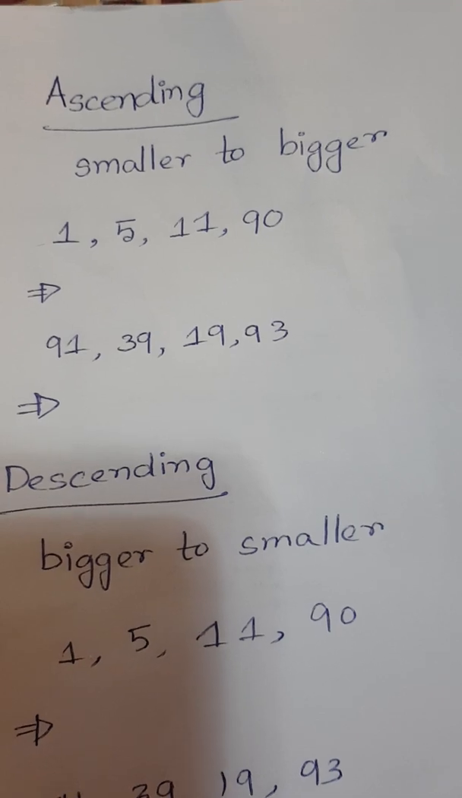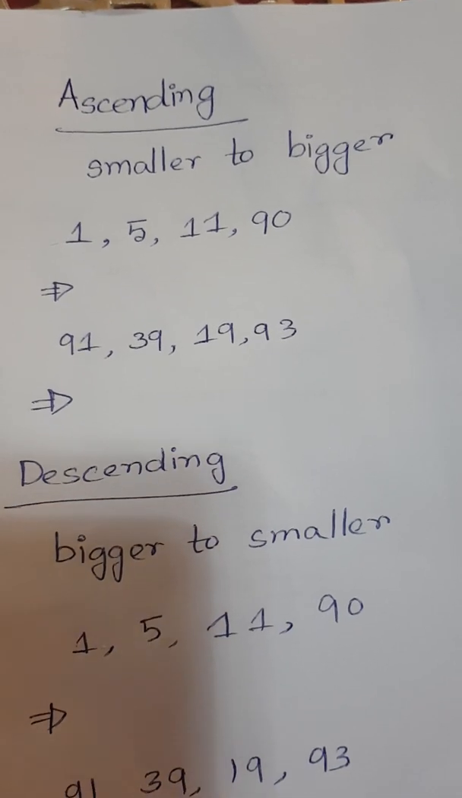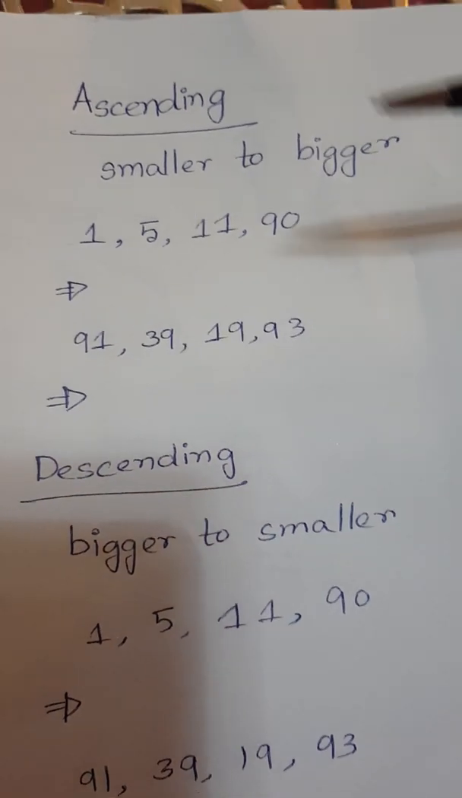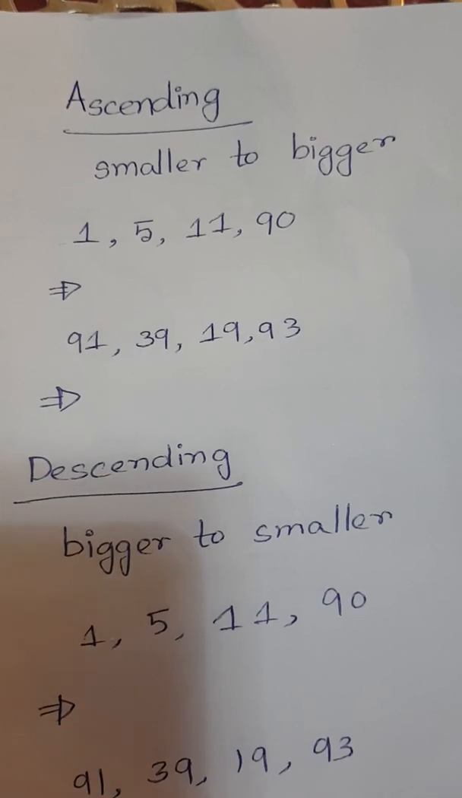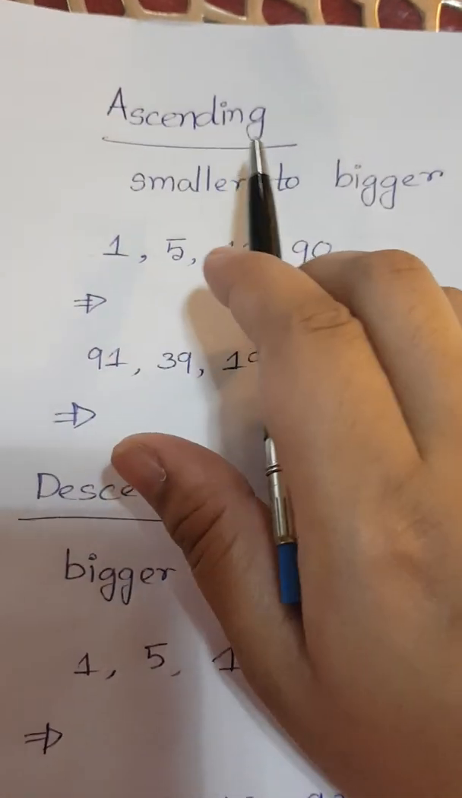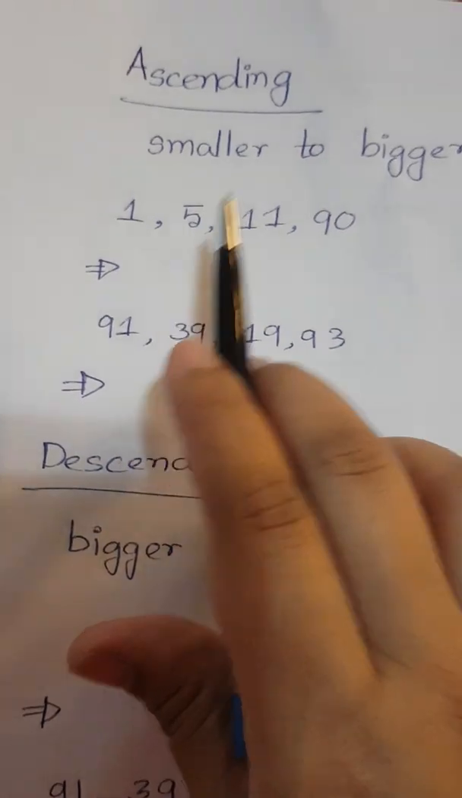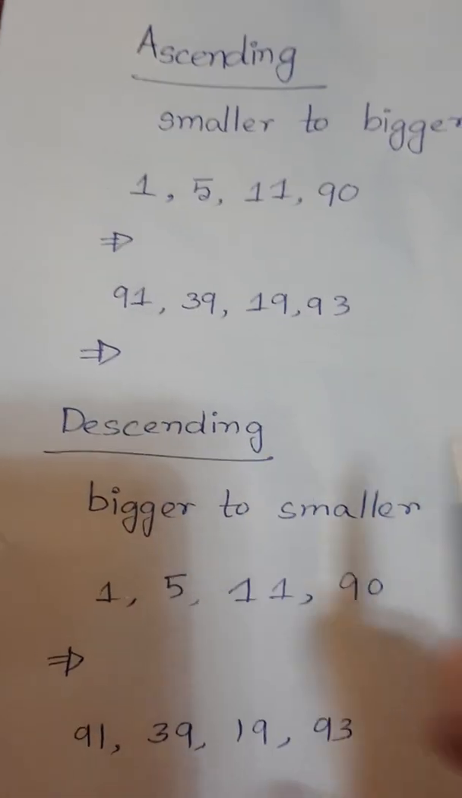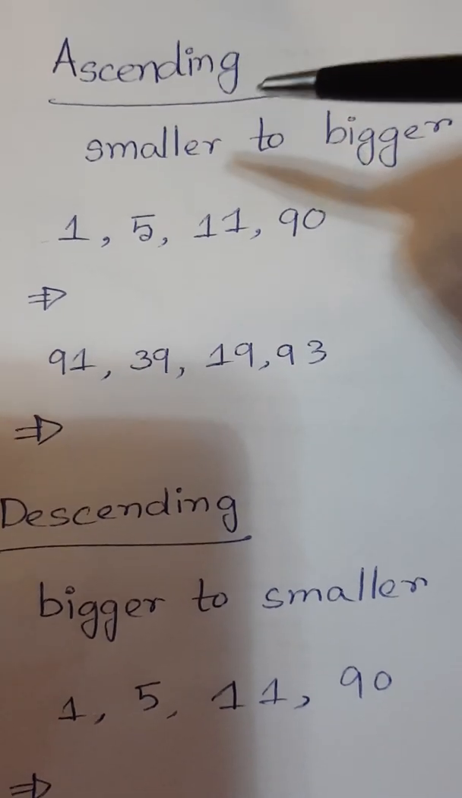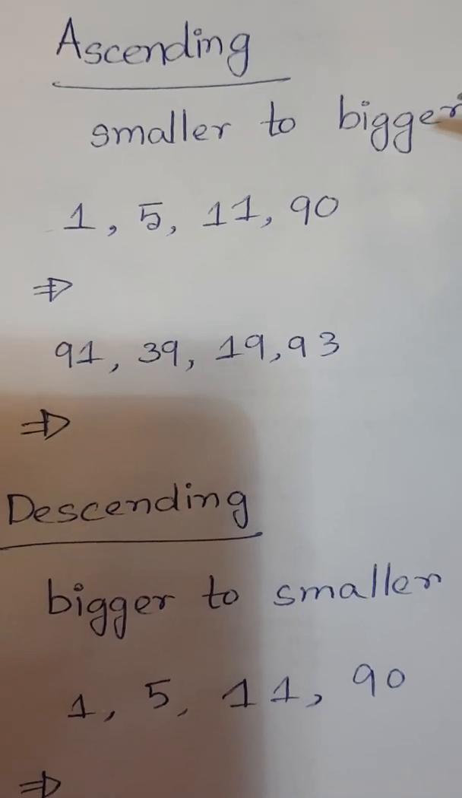Today we are going to learn about number order and number sequence, okay? So numbers can be ordered in two ways. One is ascending and another one is descending. Ascending means smaller to bigger, okay?